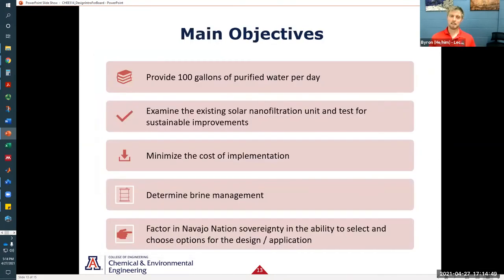So I've been talking a lot. I just want to get through these main objectives and then give some rules for our presentations, so that then our groups can do the majority of the talking today. So our main objectives, again, provide 100 gallons. We want to look at our existing solar nanofiltration unit and test it for improvements. Minimize the cost of implementation, determine brine management, and then probably the most important aspect of all is factor in the Navajo Nation sovereignty in the ability to select and choose options for the design/application. So that's what each group had as its main tasks.